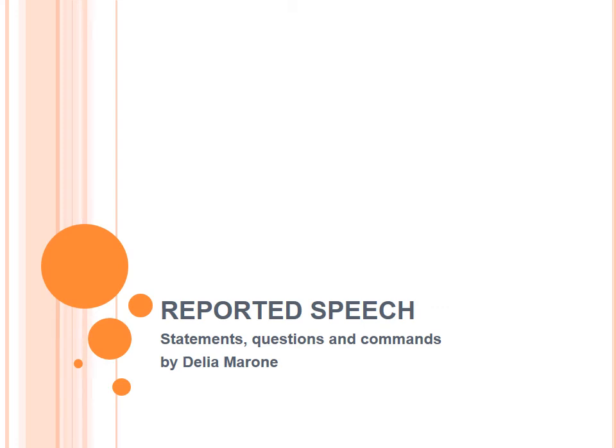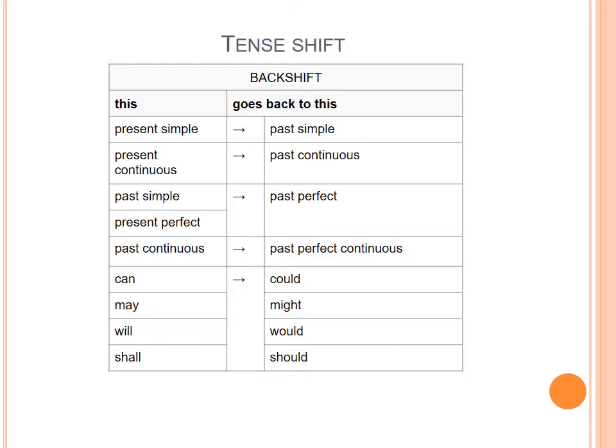This week we're going to work with reported speech. When we report something, we are telling what someone else said before. So we will notice that there is a tense shift. For instance, from present to past, from past to past perfect, and so on.